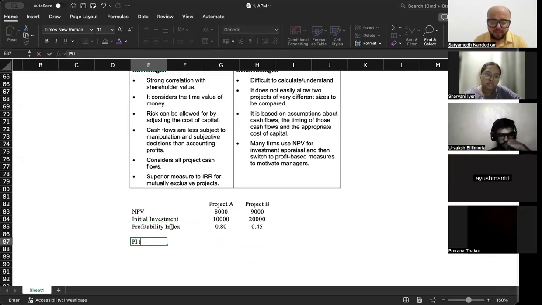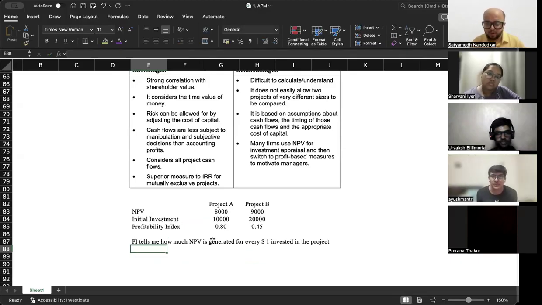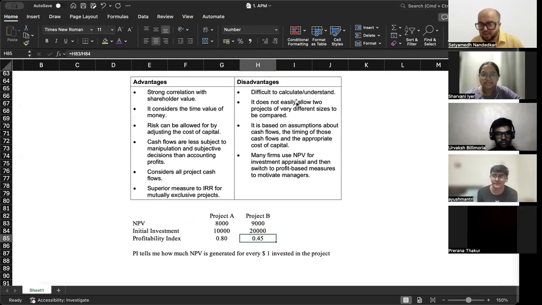Profitability index tells me how much NPV is generated for every $1 invested in the project. So if you invest $1 in project A, you will get an NPV of 0.8. If you invest $1 in project B, you will get an NPV of 0.45. Now, if I ask you the same question, Sharwani, which project will you prefer? Your answer might change to: I will prefer project A, right? So NPV does not easily allow two projects of different sizes to be compared.